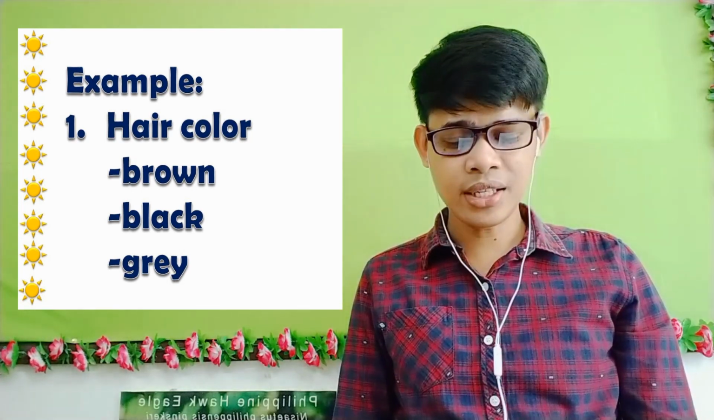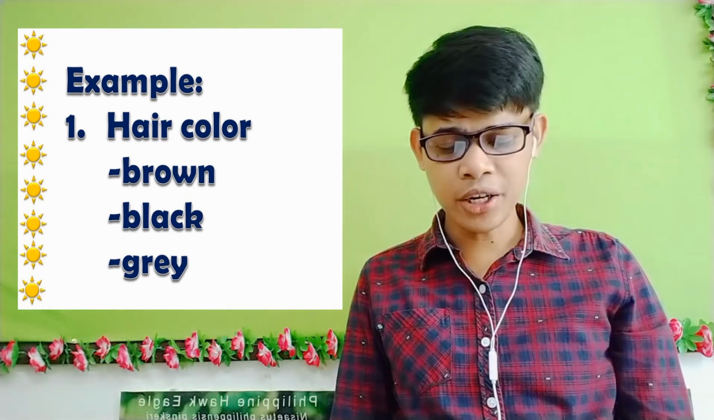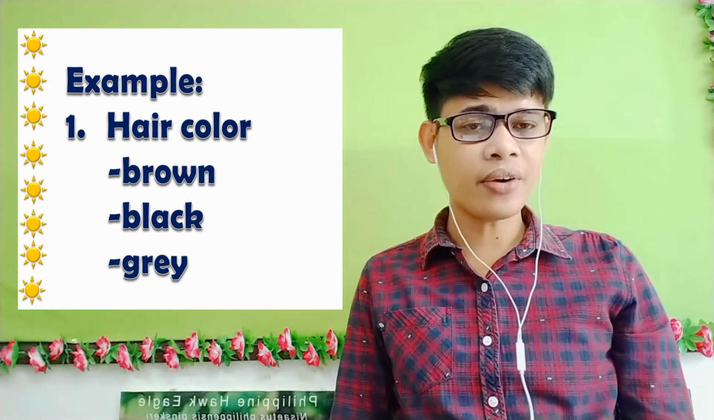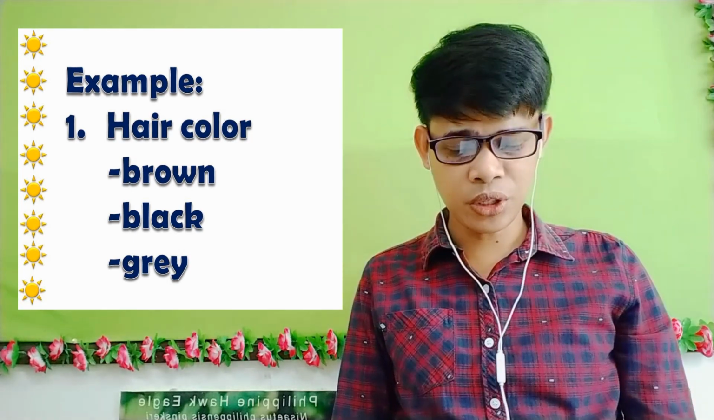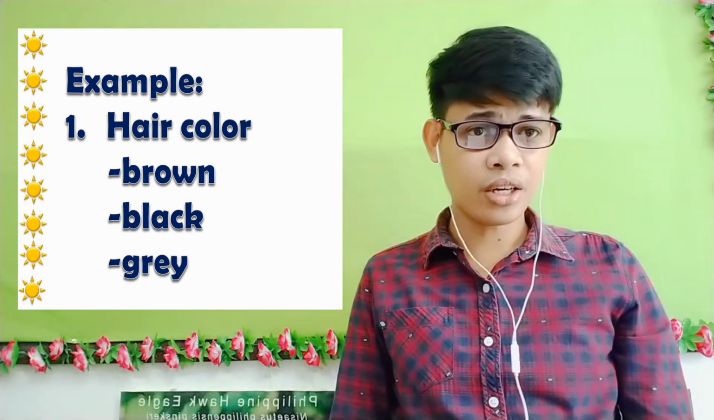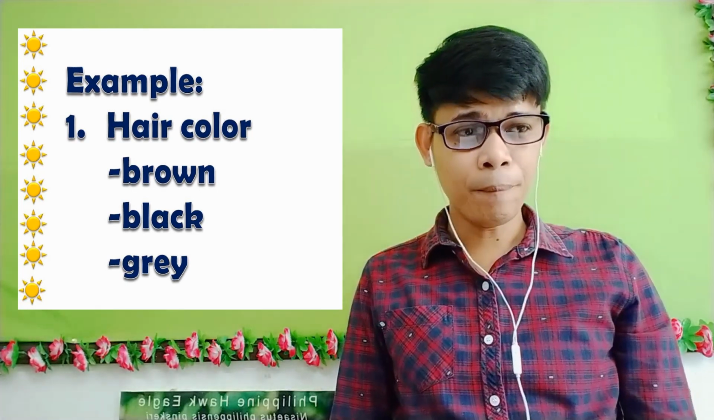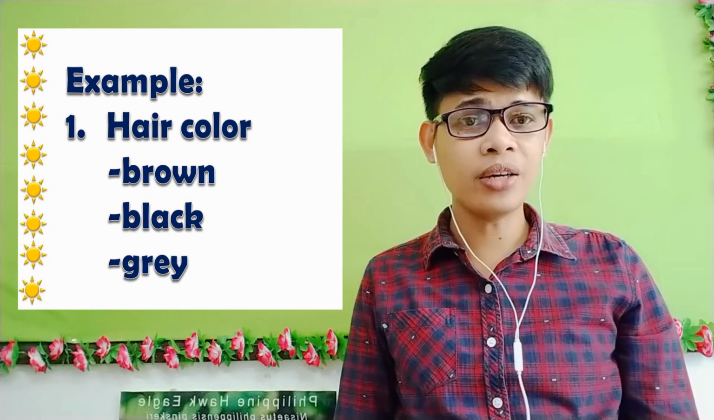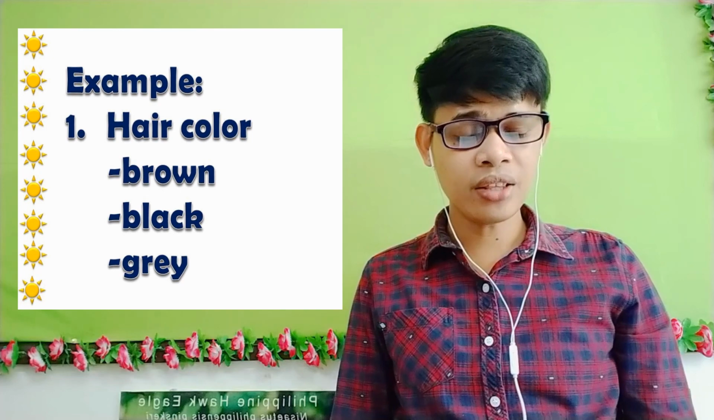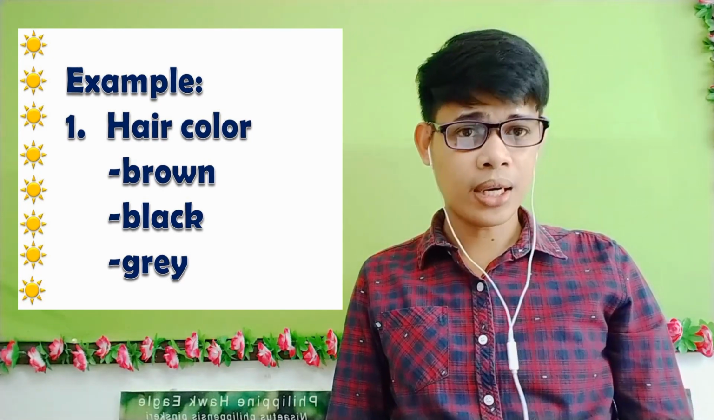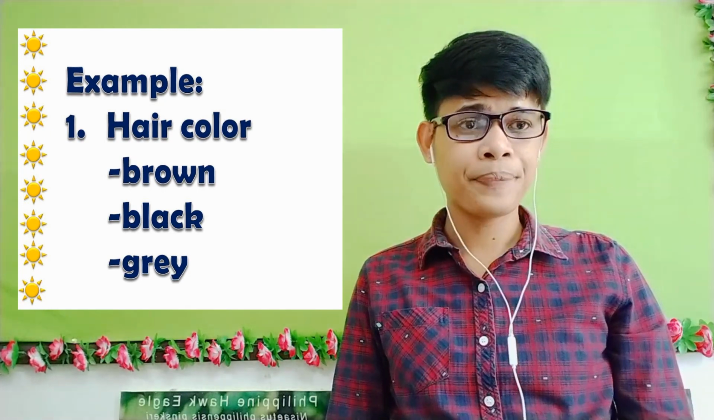So we have here an example. Example number 1 is hair color. Hair color is considered as a variable because it is a characteristic of a person. And we have here the classifications or categories of your hair color. We have brown, black, and gray. So a certain person may have brown hair color, a black hair color, and a gray hair color. So it varies from one person to another person. So that means your hair color is considered to be a variable.